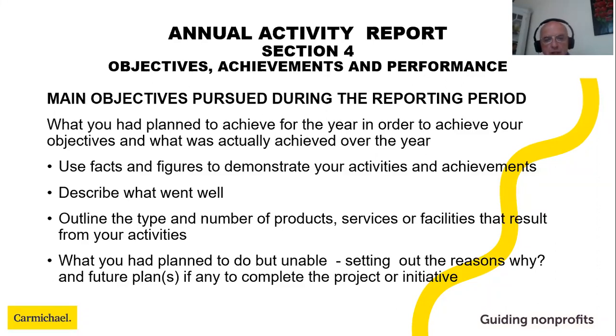Outline the type and number of products or services or facilities that result from your activities. What are the outcomes and outputs, based factually from your activities, and overall, I suppose, what is the impact of your organisation on the local community or on the society if you're operating at county level? What you had planned to do would enable setting out the reasons why. That's very important, and the future plans, if any, to complete the project or initiative.